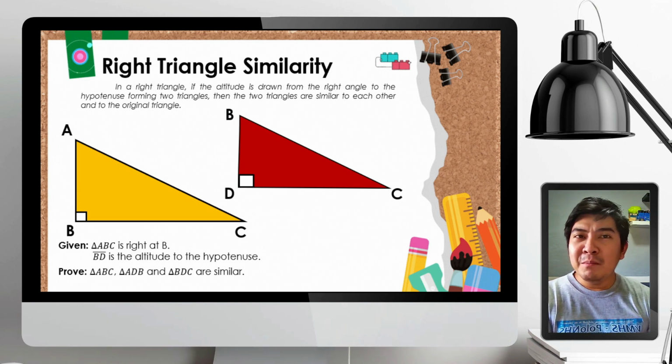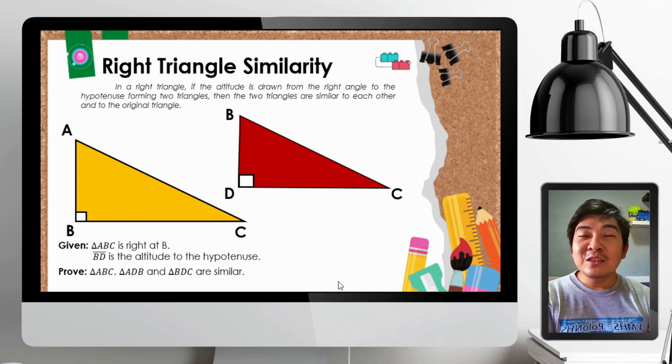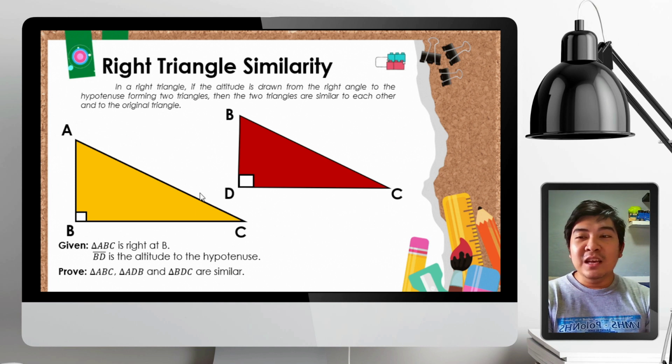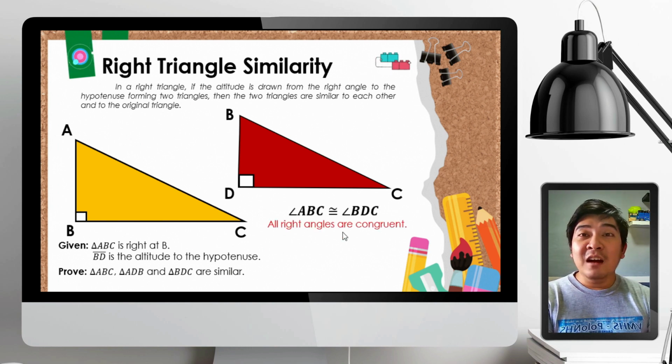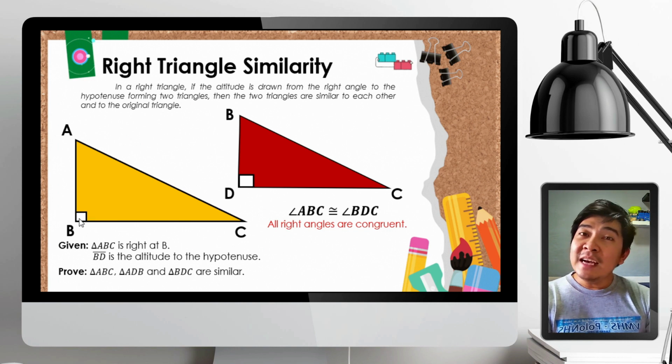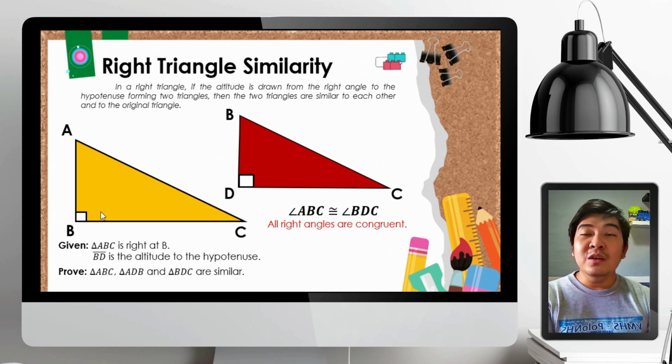Can you still remember the theorems that we used? Let us see which one is applicable. The first thing we should do is look for angles and proportional sides. Since we have no sides given, let us look for congruent angles. We know that angle ABC and angle BDC are congruent. Why are they congruent? Because all right angles are congruent. If it is a right angle, it measures 90 degrees. Same with angle BDC. Therefore, they are congruent.